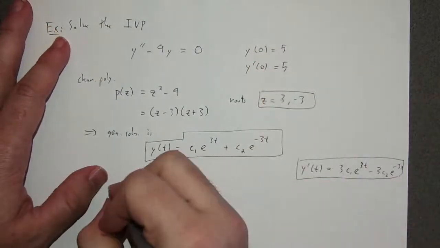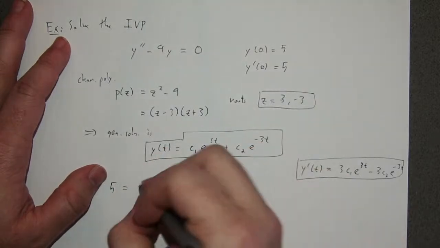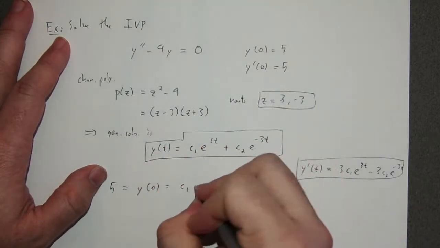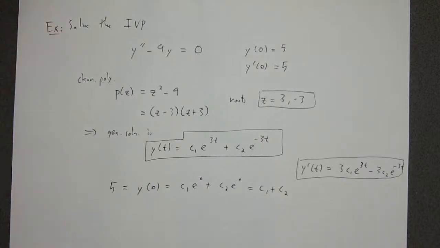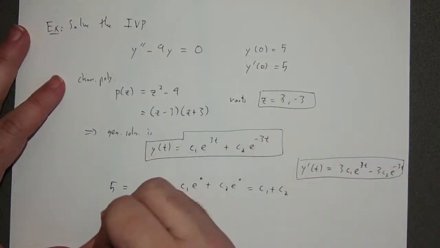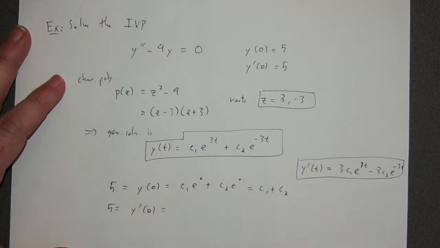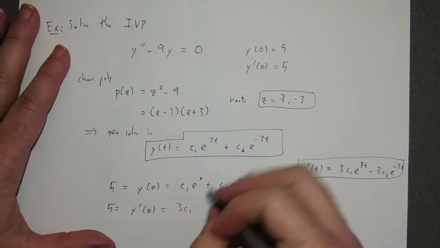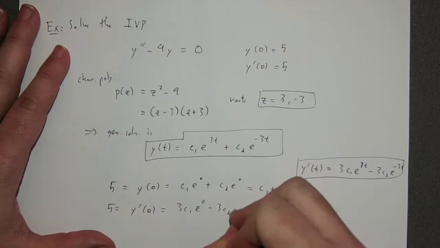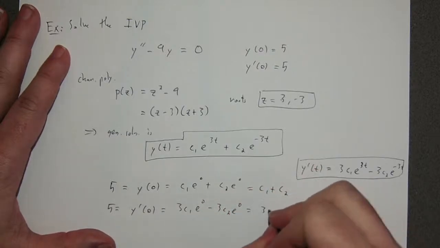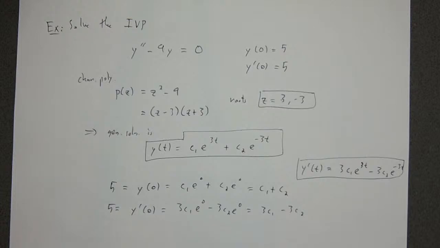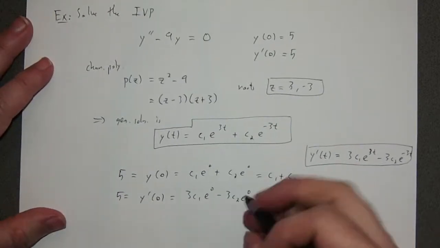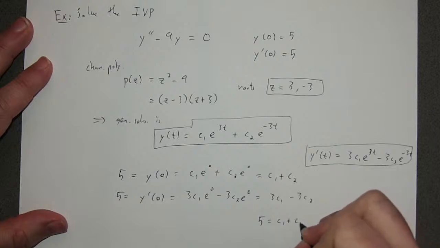And so imposing these two initial conditions, I have 5 is equal to y of 0, which is c1 e to the 0 plus c2 e to the 0. So that's just c1 plus c2. And then the second one is 5 is equal to y prime of 0, which is 3c1 e to the 0 minus 3c2 e to the 0, which is 3c1 minus 3c2. Okay. So I get two equations here in two unknowns: 5 is equal to c1 plus c2, and 5 is equal to 3c1 minus 3c2.